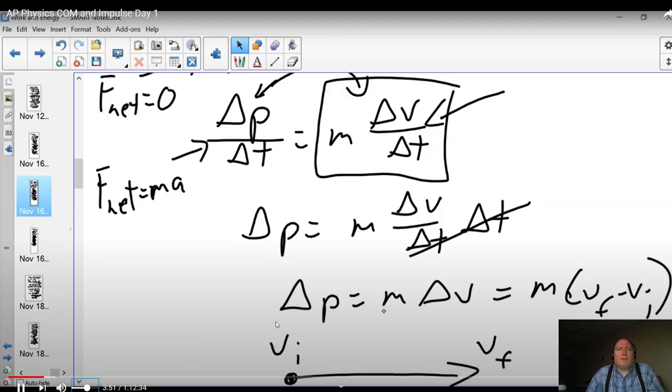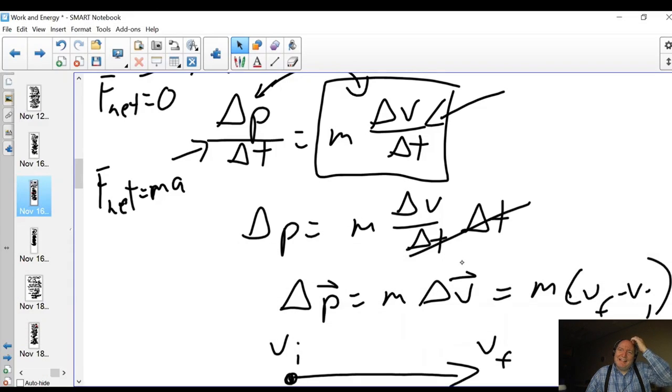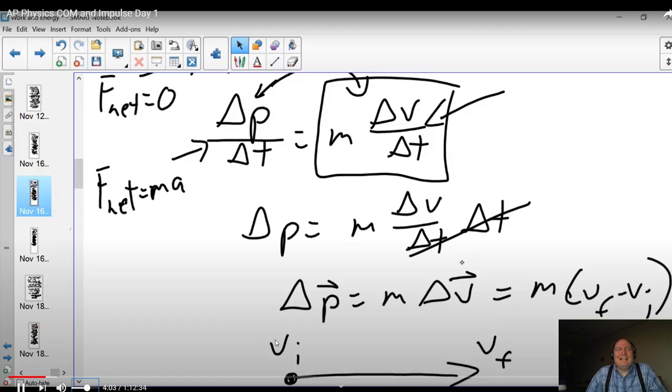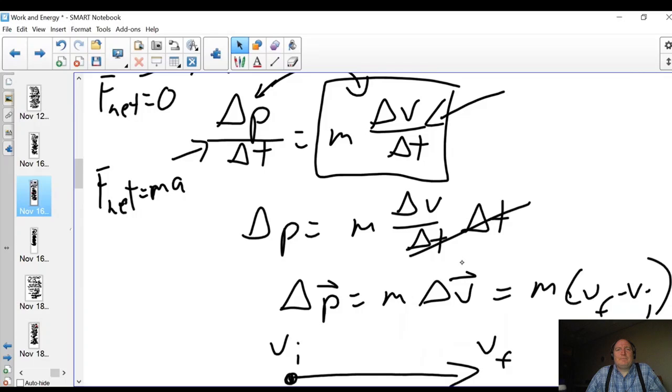Times delta V. These are vectors. You don't have to write the arrow, but all things are written for a reason to let you know, oh okay, those are vectors, and my mass I know is a scalar. It doesn't have any direction, just a magnitude. And delta V is final minus initial. Delta anything is final minus initial. Delta X, X final minus X initial. Love that. Delta V, V final minus V initial, and so on. And delta P, P final minus P initial.